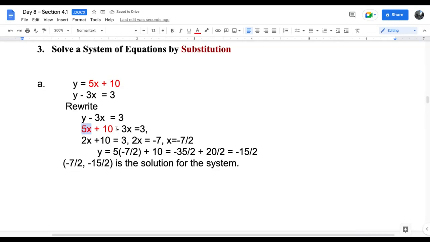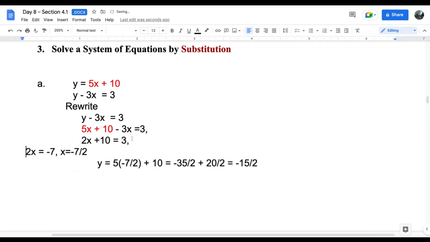Well, 5x minus 3x, on the same side, so we can combine like terms, so we get 2x, then plus 10 equals 3. Now we can move this positive 10 to the other side to be negative. So 3 minus 10, that's negative 7. Then we divide by 2 on both sides. So x equals negative 7 over 2, a fraction.